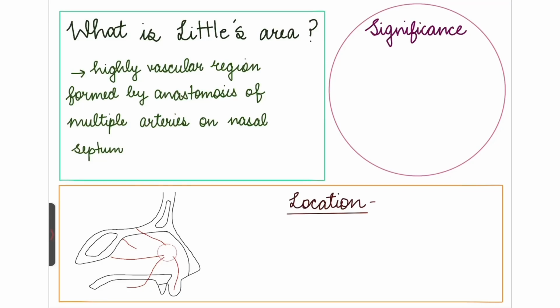First of all, why are we even studying this topic? We are studying this because this area is responsible for 90% of the anterior nosebleeds. What is this area? This area is a highly vascular region which is formed by anastomosis of multiple arteries on the nasal septum. Where is this located? It is located at the anterior-inferior side of the septum.